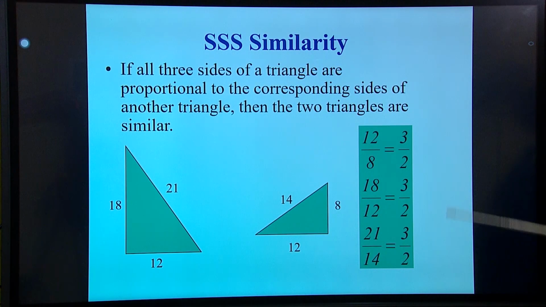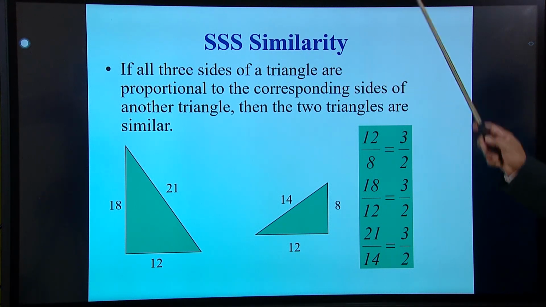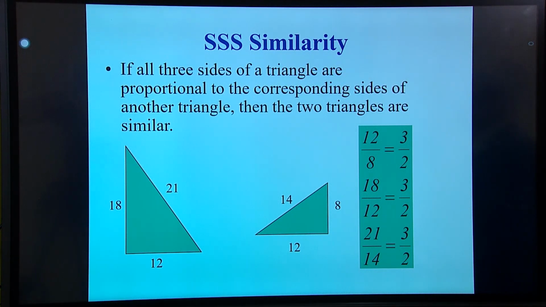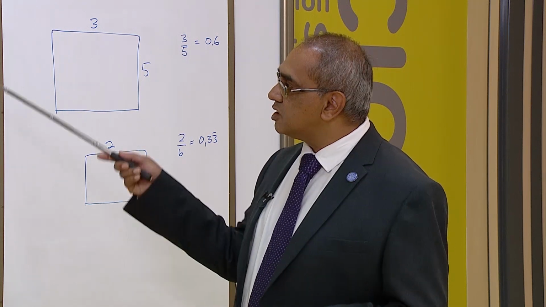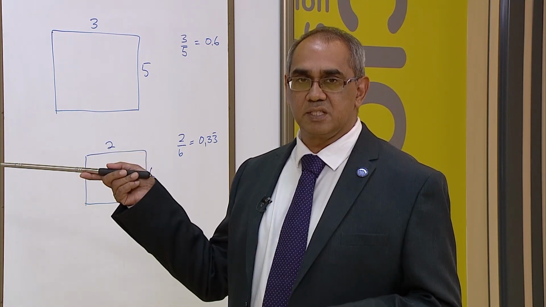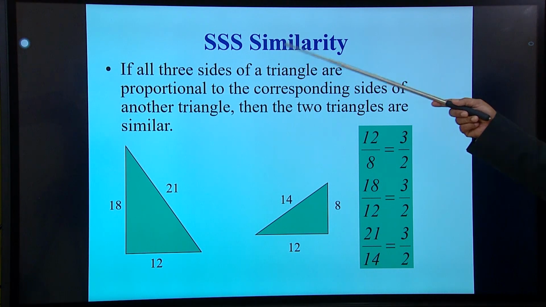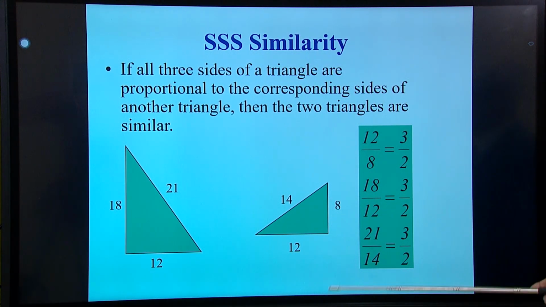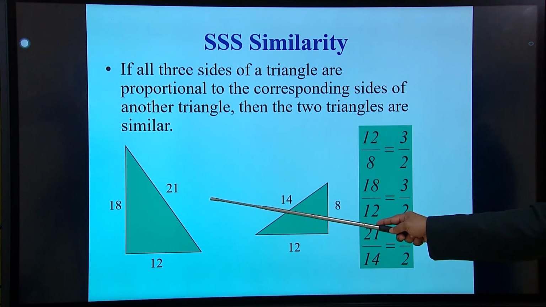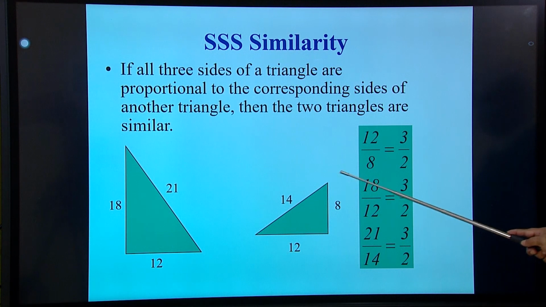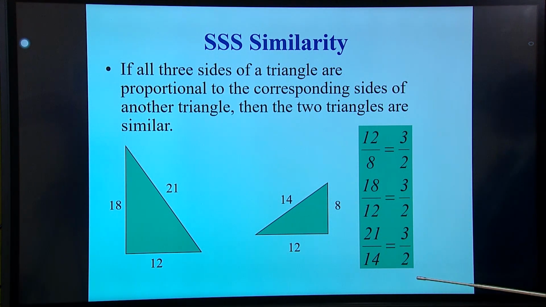The second rule is sides. We call it side, side, side. Now, if you have done congruency already, then you would know there are 3 or 4 rules in congruency: side, angle, side; side, side, side; angle, angle, side; and right angle, hypotenuse, side. Those are the rules that we use in congruency. We actually use the same rules for similarity. So when we talk about side, side, side in similar triangles, we are talking about the proportions. If I look at the longest side, which is 21, and the longest side of the other, which is 14, 21 over 14 is 3 over 2.